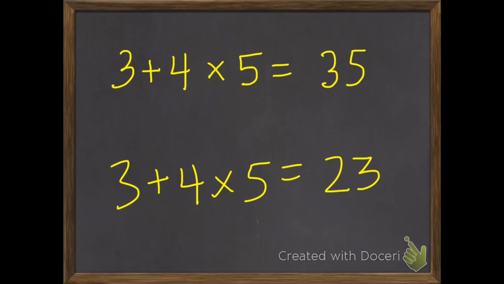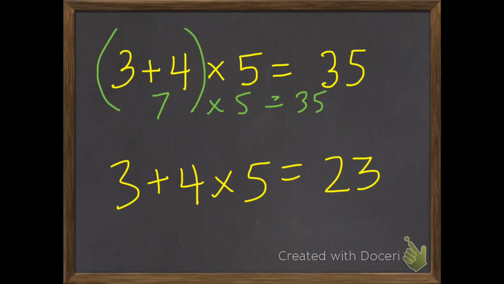Alright, now we are looking at order of operations, and today our job is to insert parentheses to make this math problem true. So we need to figure out a way that 3 plus 4 times 5 can give us 35, and we need to do so by inserting parentheses. Quick fact check: 3 plus 4 is 7, and 7 times 5 gives me my 35.